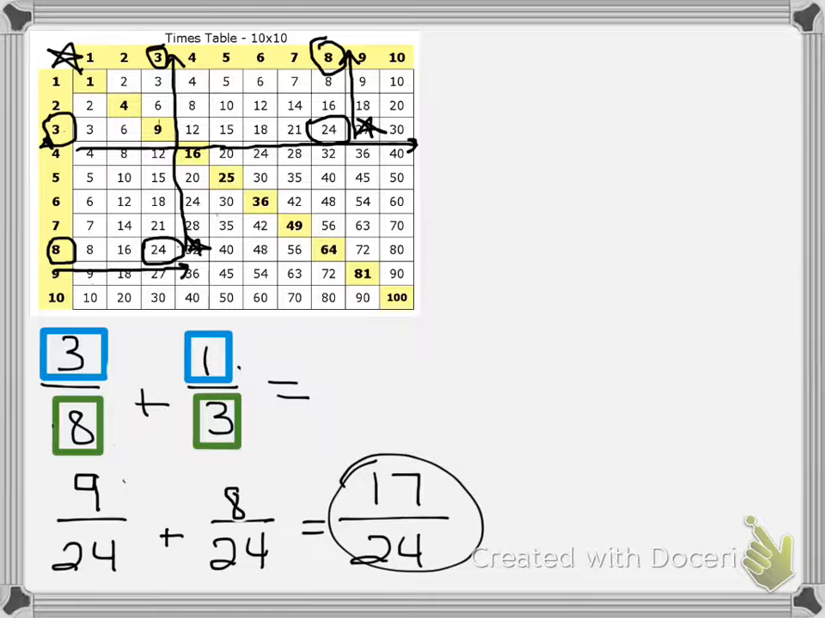And I did that by writing two equivalent fractions. The equivalent fraction of 3 over 8, or 3/8, is 9 over 24, or 9/24. And the fraction 1 over 3, or 1/3, is equal to 8 over 24, or 8/24. And again, once I did that, I was able to just add them to get 17 over 24.